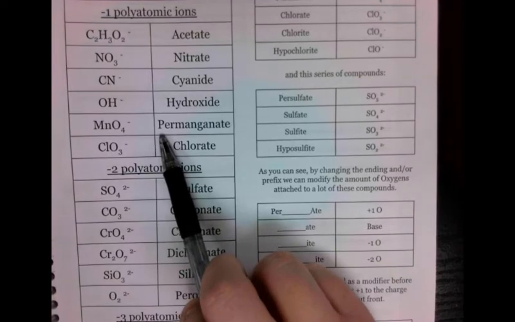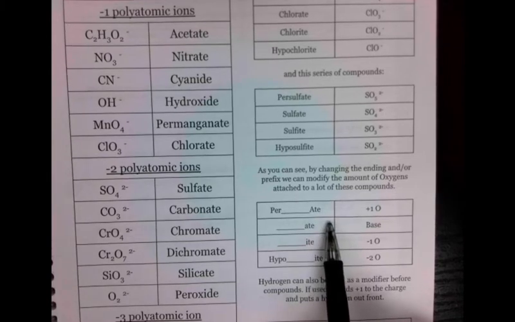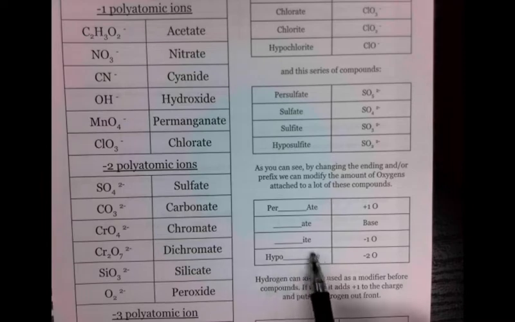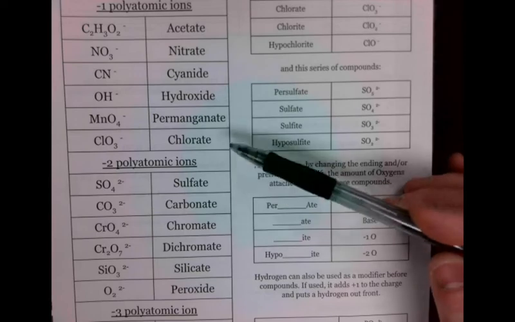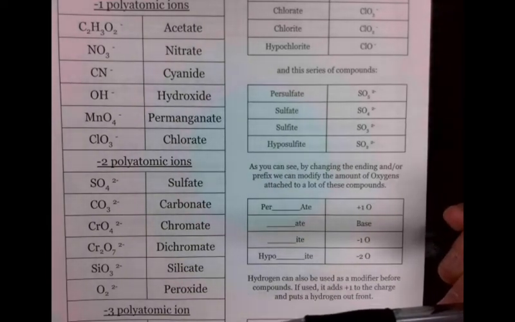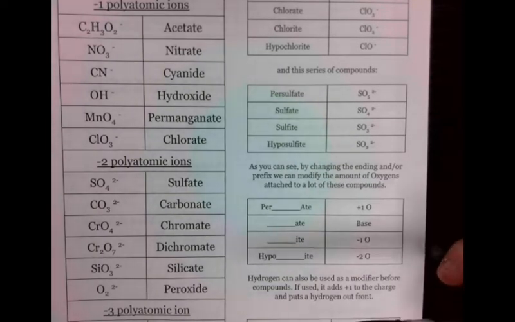Permanganate, notice, is already in this version right here. It's a per-blank-ate. So if you just wanted a manganate, you would actually do MnO3. Manganite would be MnO2. Hypomanganite would be MnO. Again, with a negative charge each time. Permanganate is just the much more common version, as opposed to most of these, where perchlorate, persulfate, percarbonate are kind of less common or less likely to show up than their non-per-prefixed counterparts.